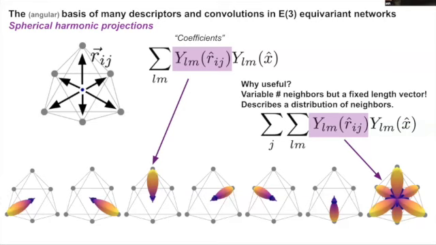So why is this useful? Well, first of all, I just turned a variable number of nearest neighbors, you know, I could have 5 or 4 or 19 nearest neighbors, and I've just converted it into a fixed length vector because I just have all the coefficients up to some L equals whatever. And I'm still able to describe basically the local distribution of the atoms or points.